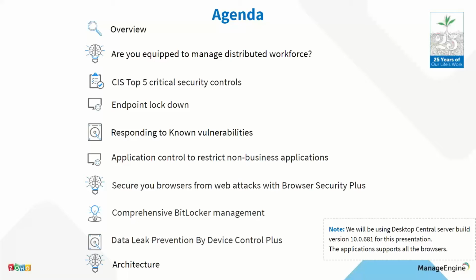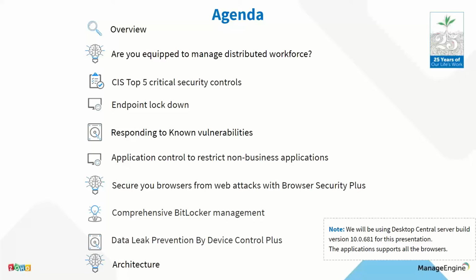Moving down, then how we can respond to the known vulnerabilities, and address those vulnerabilities at the endpoint level. Then I'll move down to see how you can restrict people from using non-business applications, application control. Then we will look at another security angle of securing the browsers. How do you manage and secure browsers using Browser Security Plus? And then we will also look at BitLocker management. Encryption is one of the important security standards that we always stick to. So let's also talk about the BitLocker management.